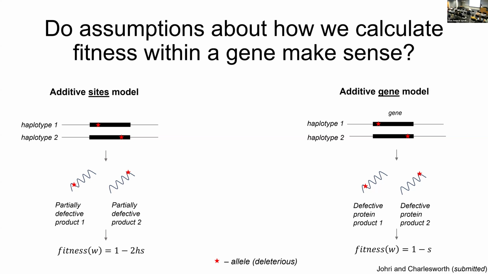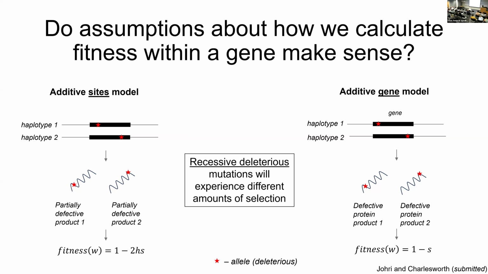So in this case, fitness is 1 minus S, and so your dominance factor is behaving differently in these kinds of models. So we just wanted to see what would happen if that's what our fitness model is, and so we went ahead and did some amount of theoretical and simulation studies with this. Just to remind you, this means that recessive deleterious mutations will experience different amounts of selection.